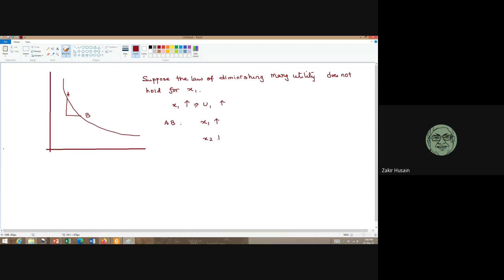x1 is rising, x2 is falling. What will happen to x2's marginal utility? It will rise. But over here, what is going to happen to u1? If the law doesn't hold, this is also going to rise. So now what is the slope of the IC?